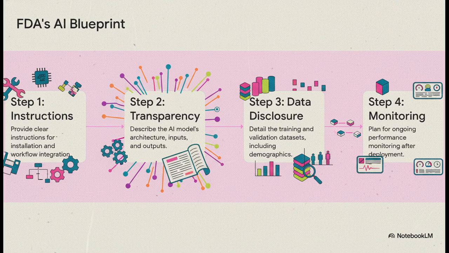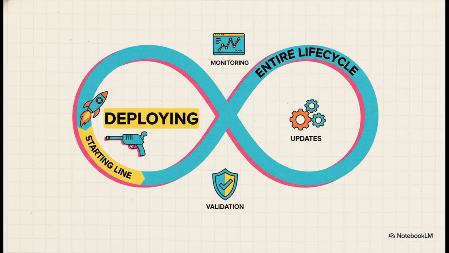We're talking clear instructions on how to install and use it, a full description of how the model works, exactly what data it was trained on, and this is critical, a plan for how its performance is going to be monitored over time after it's out in the wild. And that last point completely changes the game. It means deployment isn't the finish line, it's the starting pistol. It kicks off this whole life cycle of constant monitoring and updating. You have to make sure the AI doesn't get worse over time as it sees new kinds of data or as medicine itself evolves. This is all about managing its entire life.